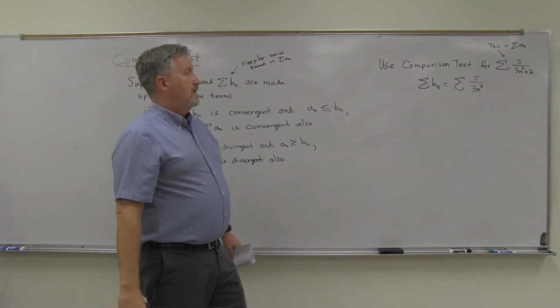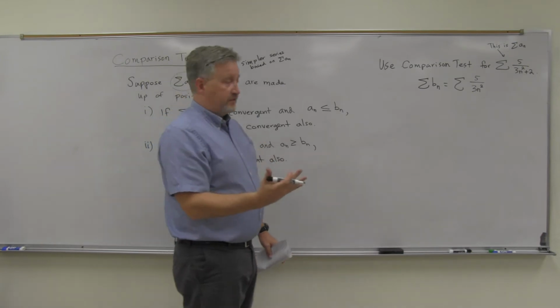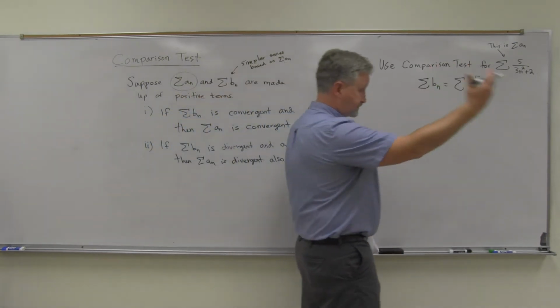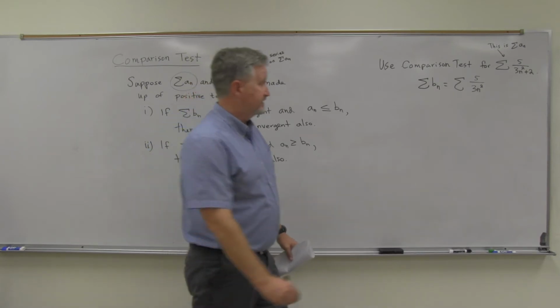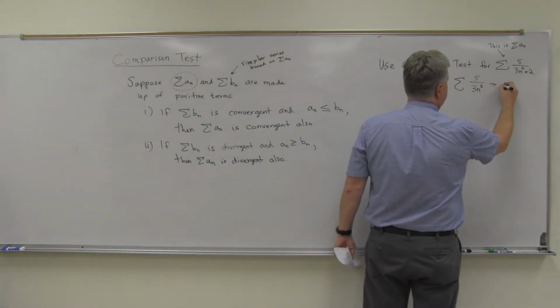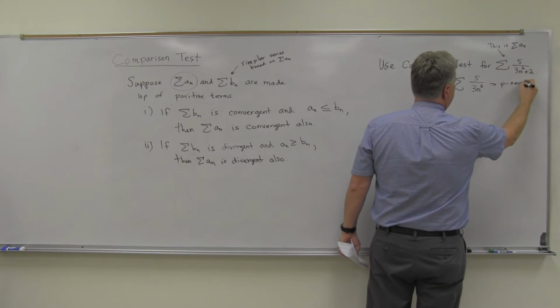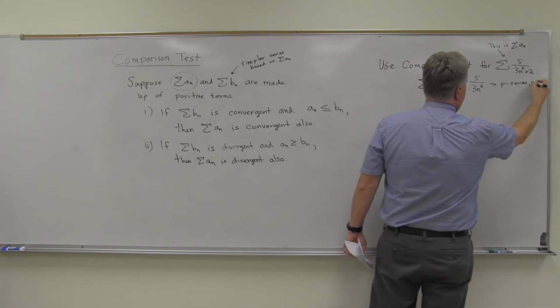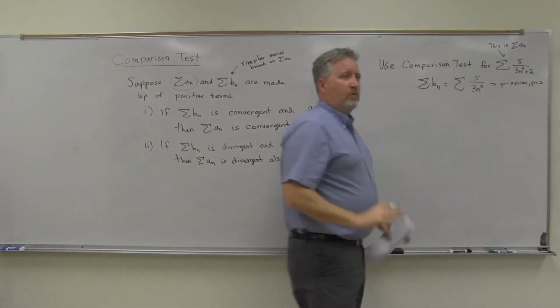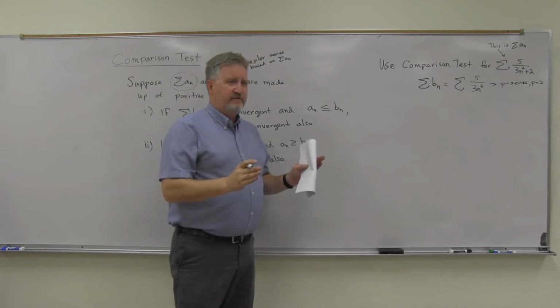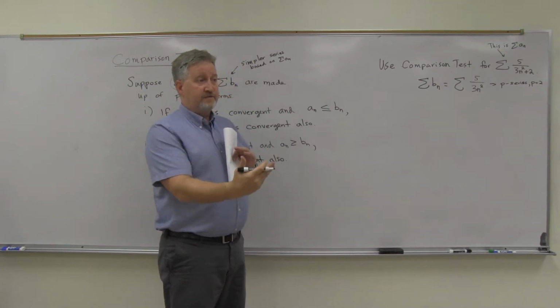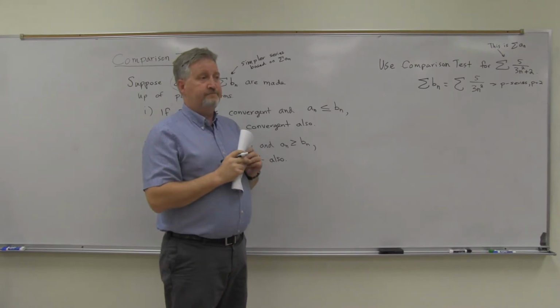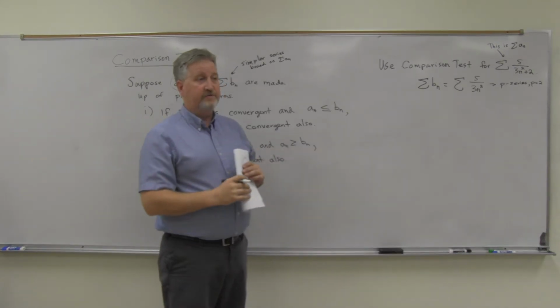So that series we know something about. Like we mentioned earlier, that's a P series, P equals 2. And how do P series work? Which ones are convergent? Which ones are divergent? P series with P greater than 1 is convergent. This is P is 2. That's greater than 1, so this is convergent.